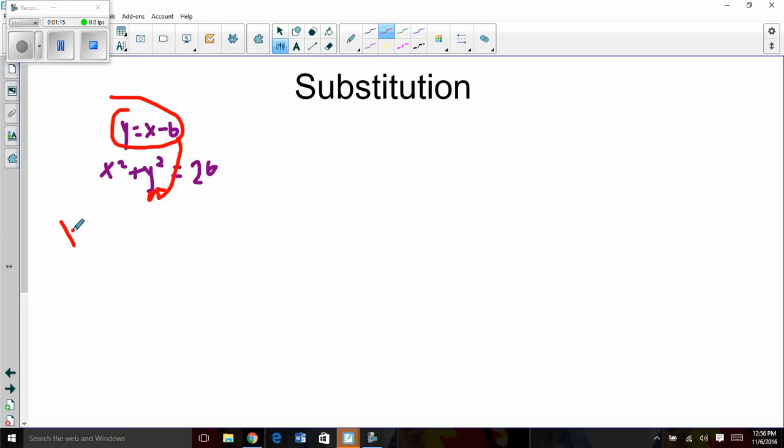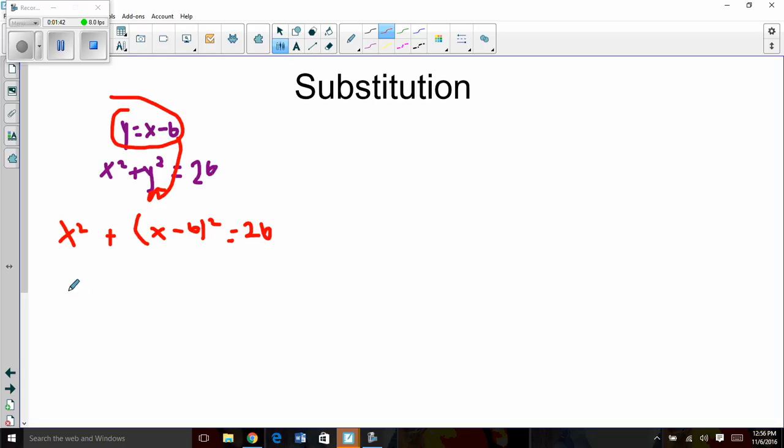x squared, and then plus wherever we see a y, we plug in x minus 6, and again, you know that my handwriting isn't the greatest with this. Squared equals 26. Alright, so now we just have x's, and that's perfect.